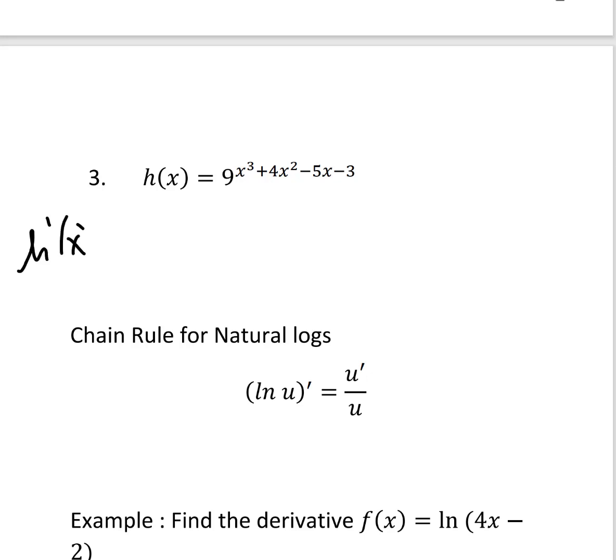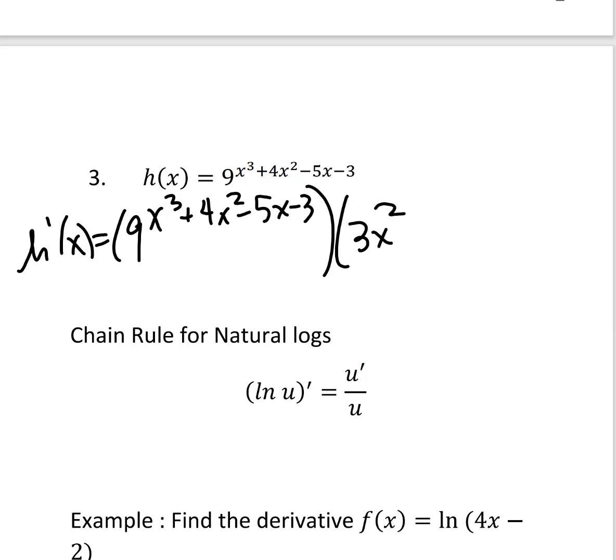3 says h of x is 9 to the x cubed plus 4x squared minus 5x minus 3. H prime of x, I start by rewriting the whole thing. 9 to the x cubed plus 4x squared minus 5x minus 3. I take the derivative of the exponent. X cubed becomes 3x squared. 4x squared is 8x, minus 5x is negative 5, and the 3 drops. Then I take the natural log of the base, which was 9.